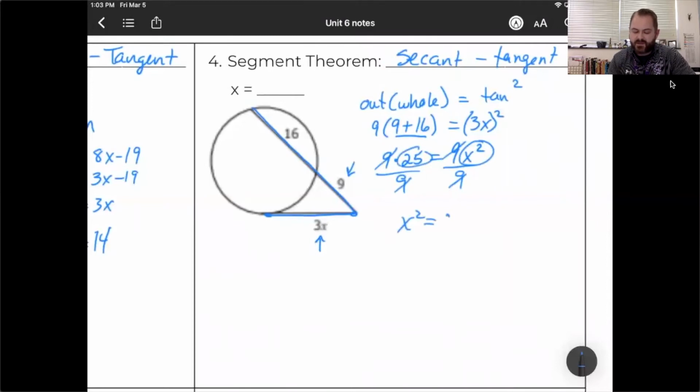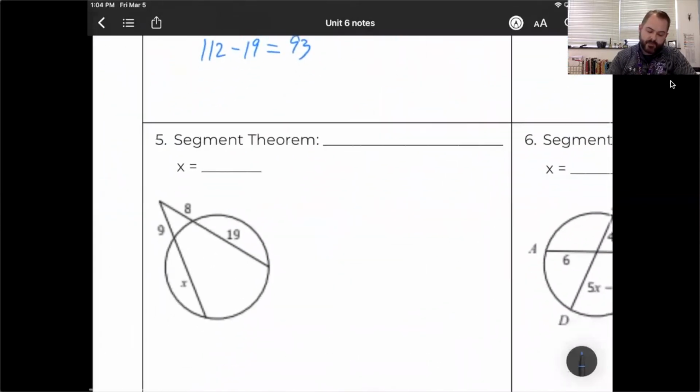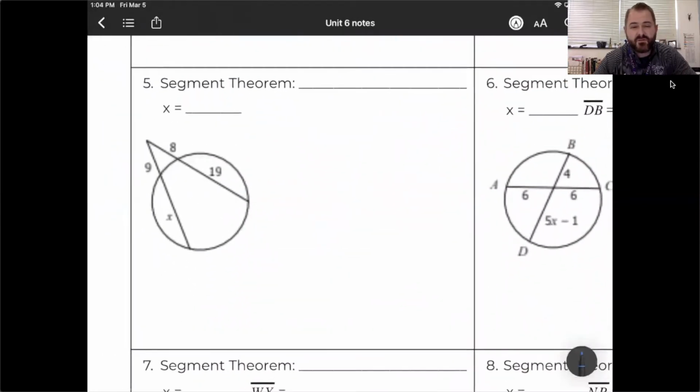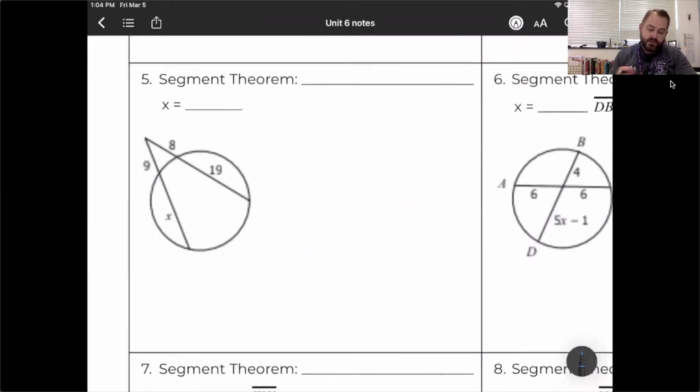But that's not my answer. I need to know what x is. So we take the square root, and x is 5. Okay? Let's keep moving. If at any point the video goes too fast, pause it, replay it, do whatever you need to do to make sure you're getting this copied down.